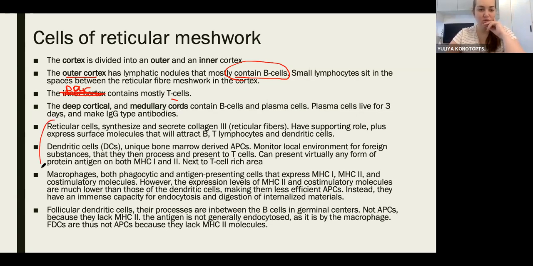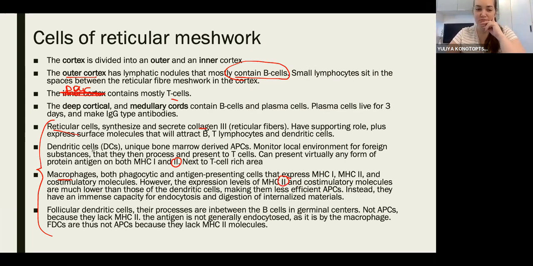So what are the cells that we need to discuss? Reticular cells, we know them from last semester. Those are the cells which make reticular fibers, collagen type 3, it's pretty much straightforward. Macrophages, we also talked about the professional antigen presenting cell, because it has MHC2 on its surface. So it's quite understandable.